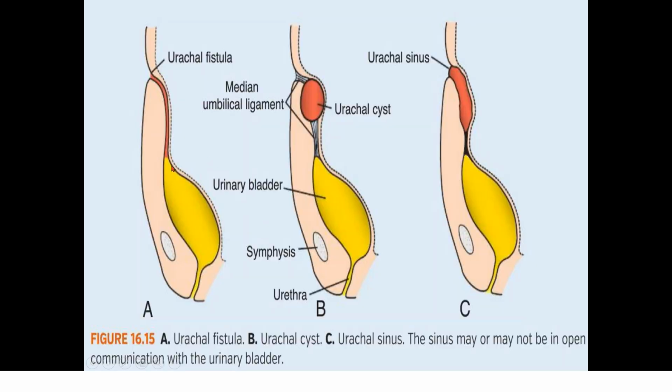You can see here this is the urachal fistula. So there is a continuous tract between the urinary bladder and the umbilicus. So urine will extravasate from here, and you can see here a closed urachal cyst, and you can see a urachal sinus opening at the umbilicus, but it's closed on the other end. So fistula, cyst and sinus.